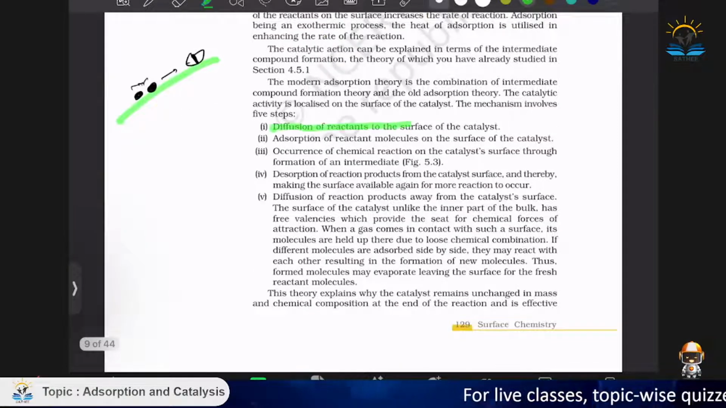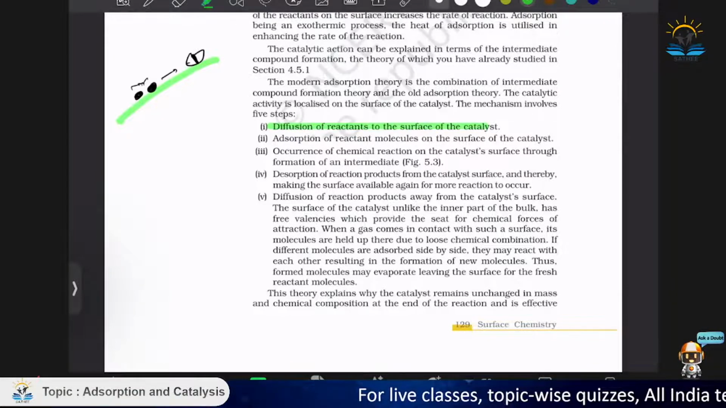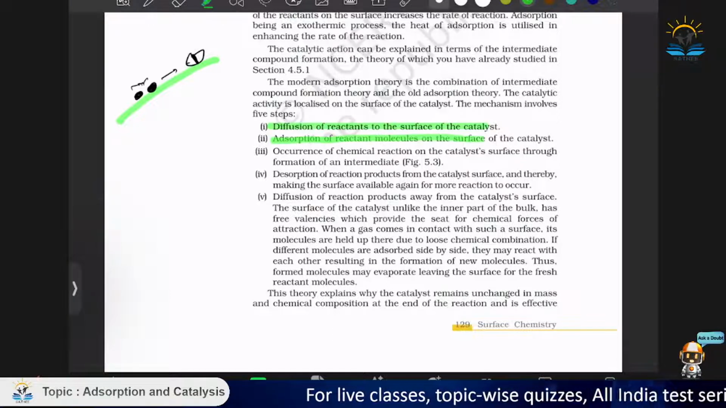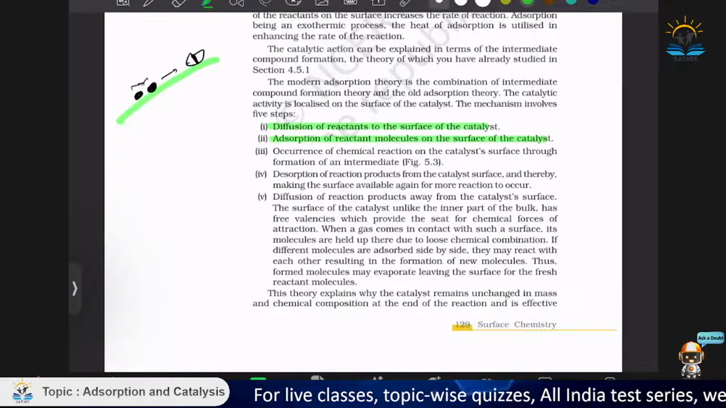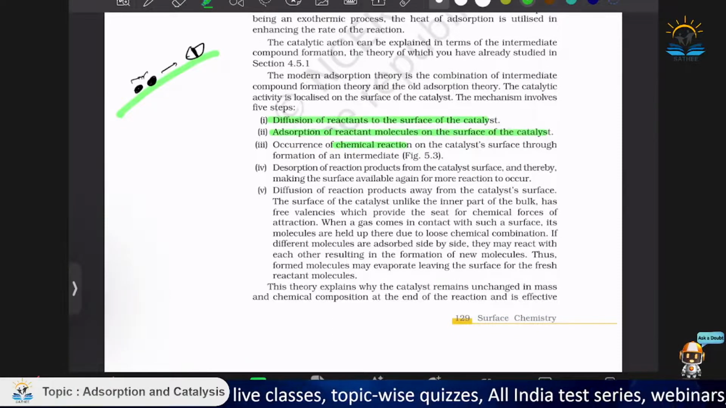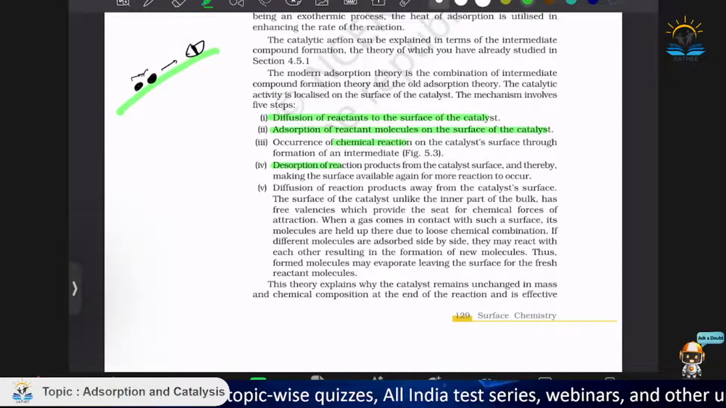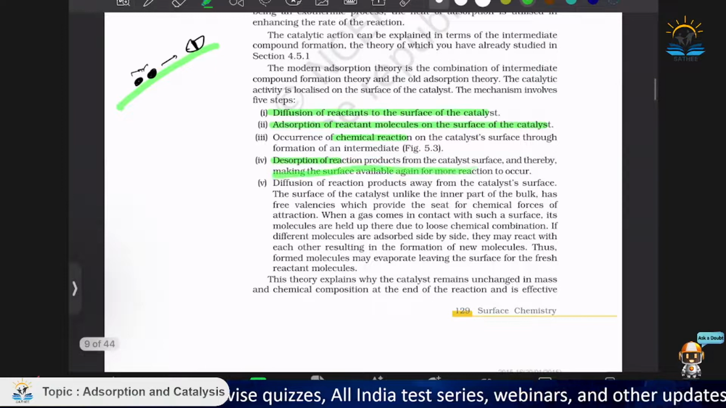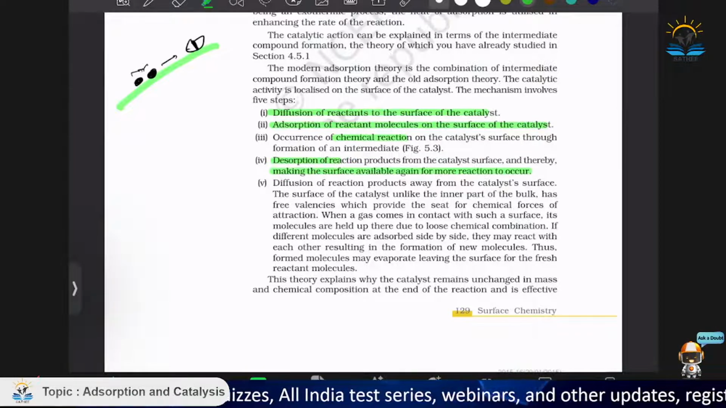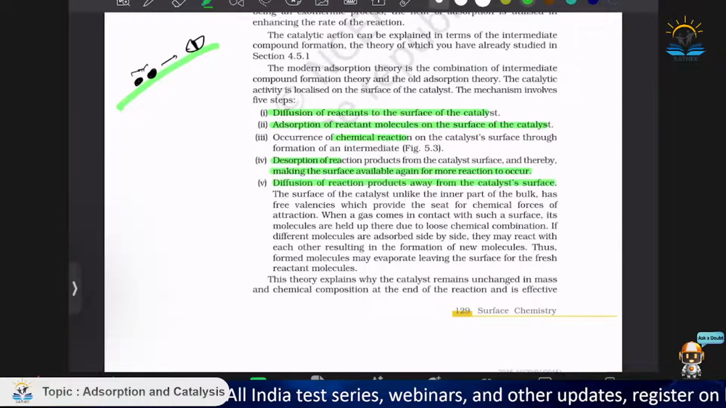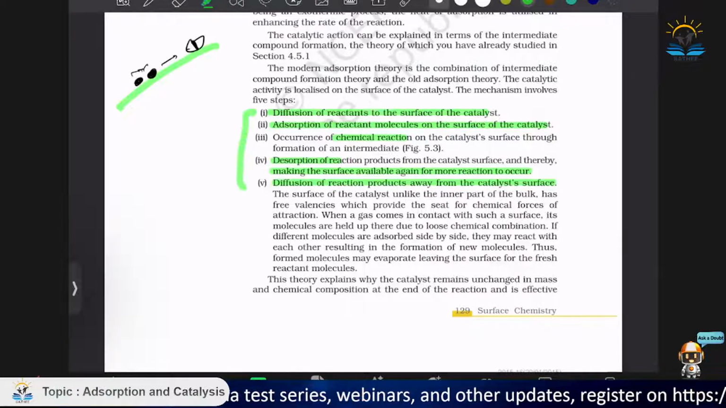First, the diffusion of reactants to the surface of the catalyst. Reactants diffuse and reach the surface. They get adsorbed. Then chemical reaction occurs. They desorb, which makes the surface available again for more reaction to occur. Then they diffuse away from the catalyst surface. So these are the steps which you need to remember.